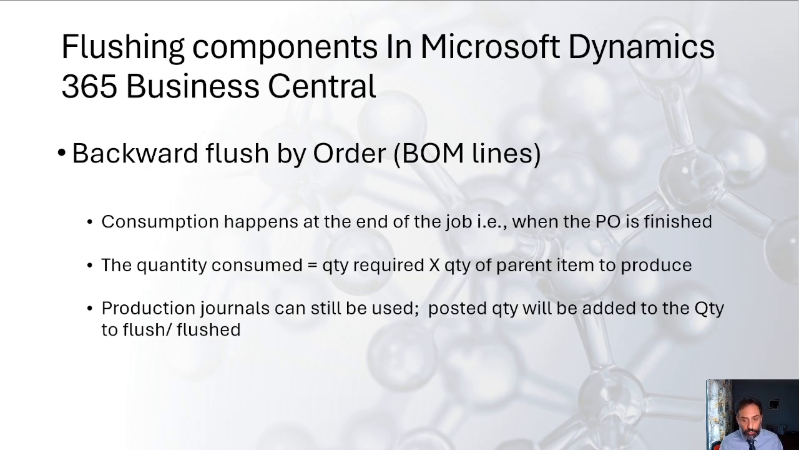The quantity consumed is also the quantity required times the quantity of the parent item to produce. Like what we said before for forward flushing, the production journals can also be used here for backward flushing. The posted quantity will be added to the quantity that will be flushed once the order is finished. So again, it can be used to post scrap.